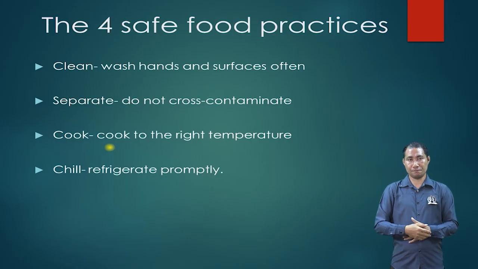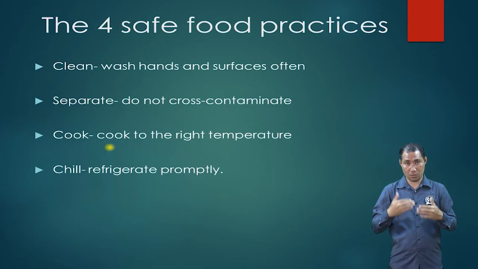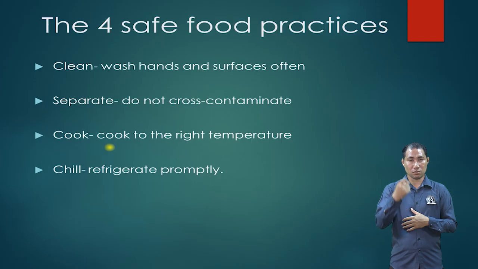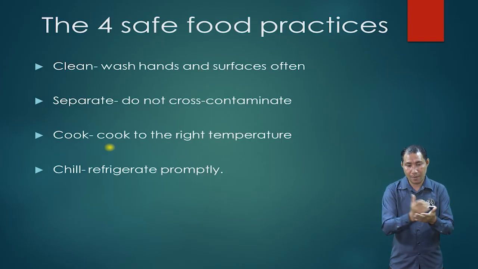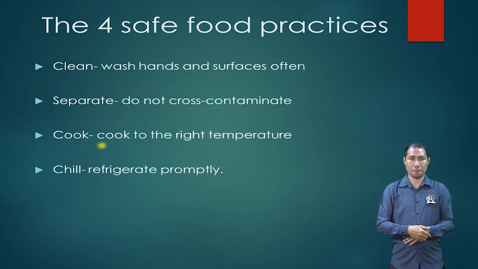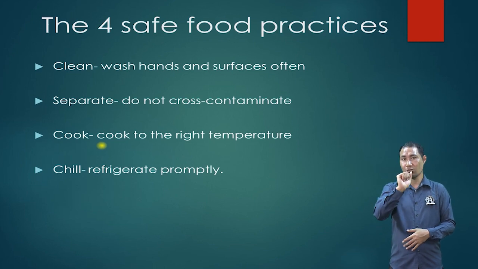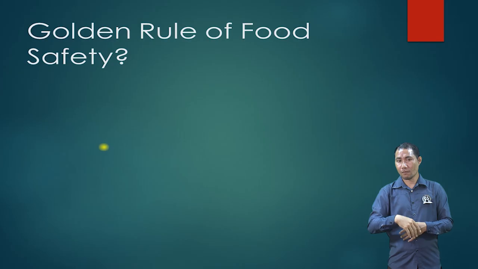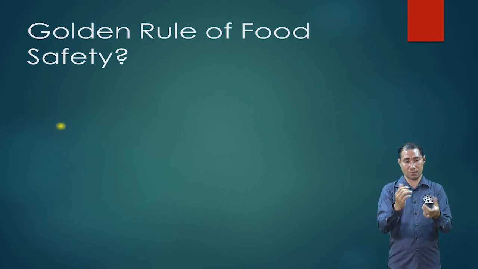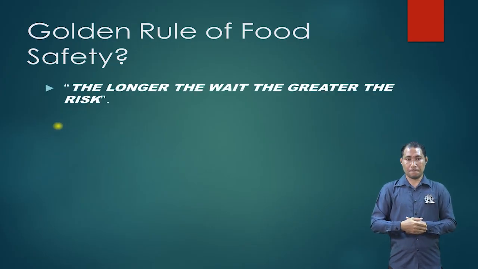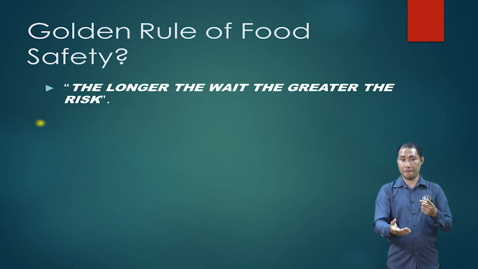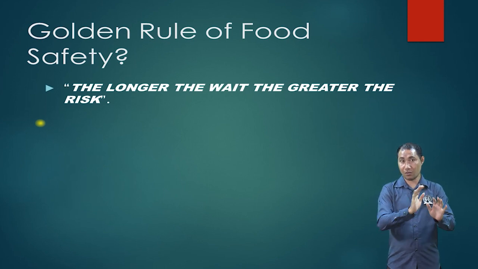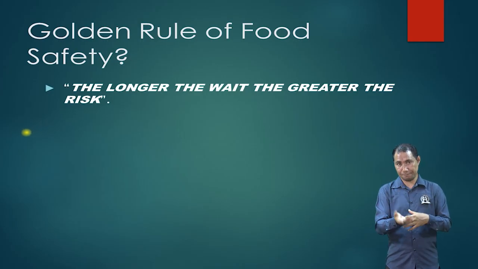Alright. With all those aspects of personal hygiene and safe food practices, let's think of a way to guide us in order to maintain food safety. You can think of your own way. But here is what I found in order to remind us about personal hygiene and safe food practices. It's a golden rule. The golden rule of food safety says: the longer the wait, the greater the risk.